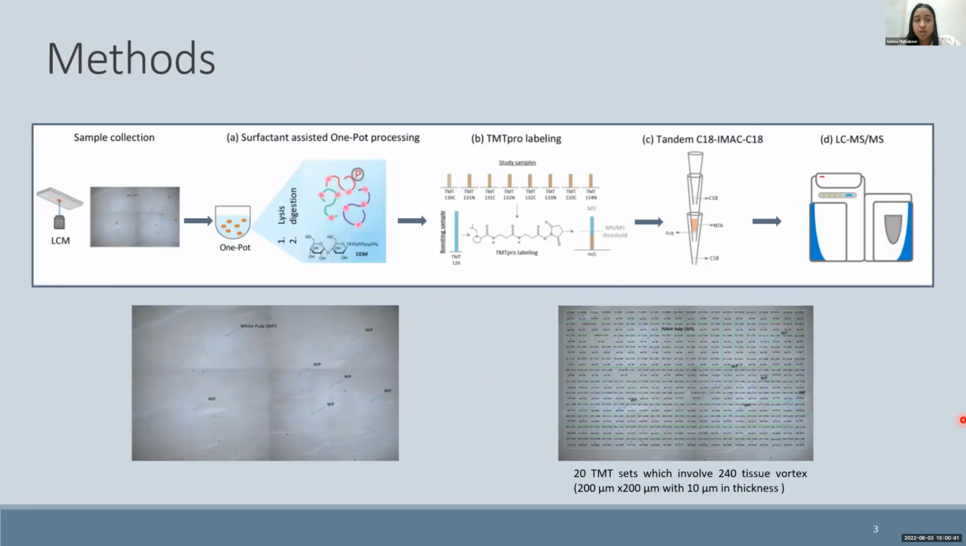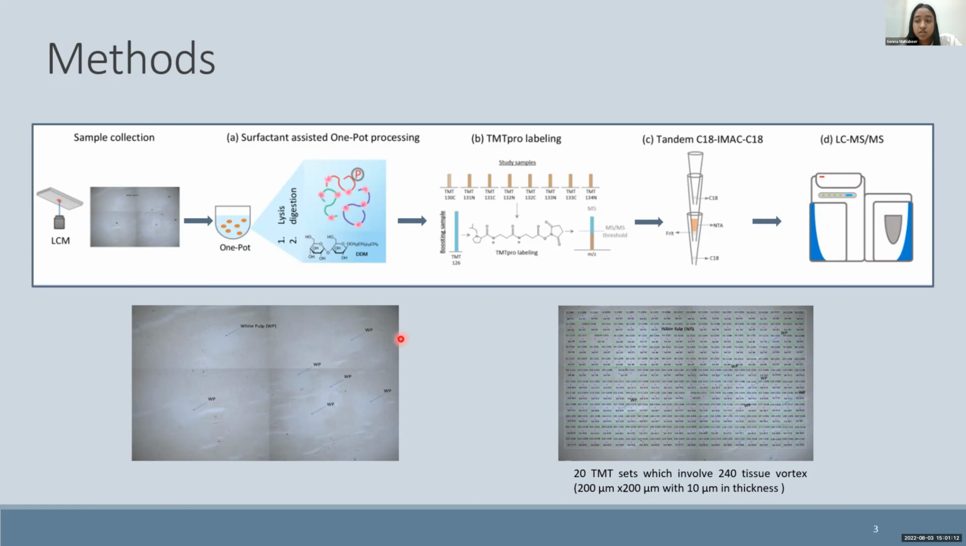So here's the streamlined workflow created for this technique of proteomics. First, there was a sample collection done using the laser capture microdissection tool, and the samples were cut at about 200 by 200 micrometers with about 10 micrometer thickness. And so here to the left is a picture of the spleen tissue before it was cut, and here to the right it shows the 12 by 20 grid that was created and where the voxels were cut from.